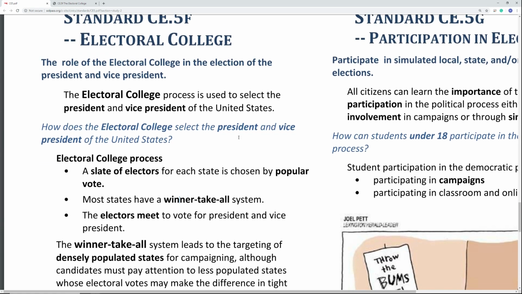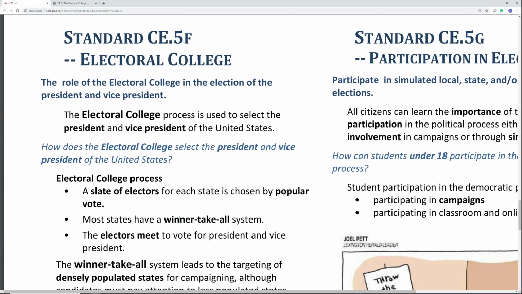All right, Electoral College. So the only time we use the Electoral College is when we are choosing the president and the vice president. So when you pick one, you're picking both. And somebody just rang my doorbell, and the dogs are barking.